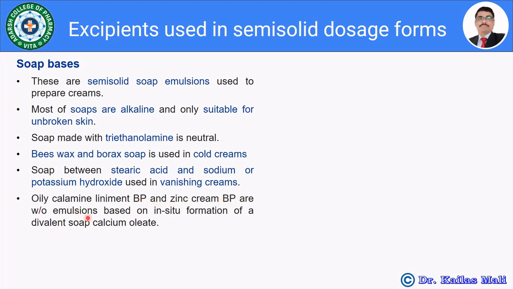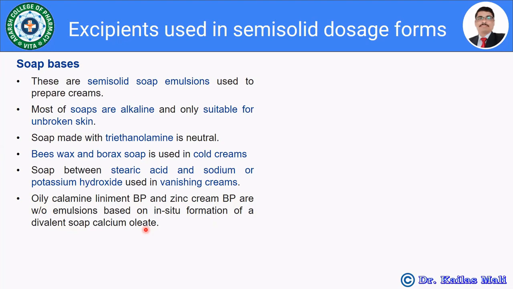The oily calamine liniment BP, which stands for British Pharmacopoeia, and zinc cream BP are W/O emulsions. Oil is the continuous phase, based on in situ formation of a divalent soap, that is, calcium oleate. So here we are using oleic acid as one of the ingredients, and during the formulation there is a formation of a divalent soap, isn't it?